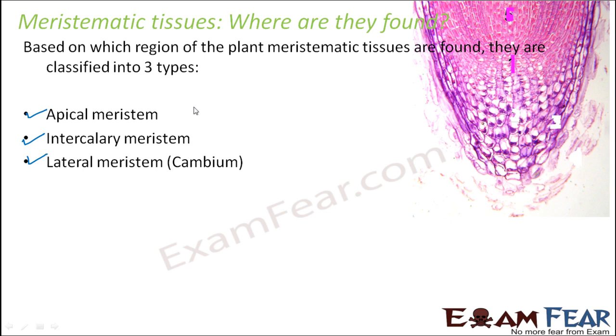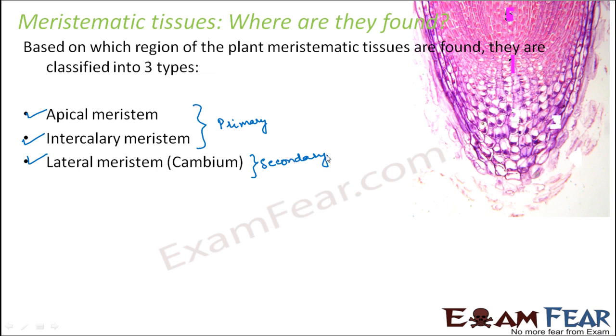Now, as I mentioned in one of the previous slides, apical meristem and intercalary meristem are called primary meristem, whereas lateral meristem is known as secondary meristem. So now you might wonder what is primary meristem and what is secondary meristem. Meristem word is basically a shortened form of meristematic tissue.